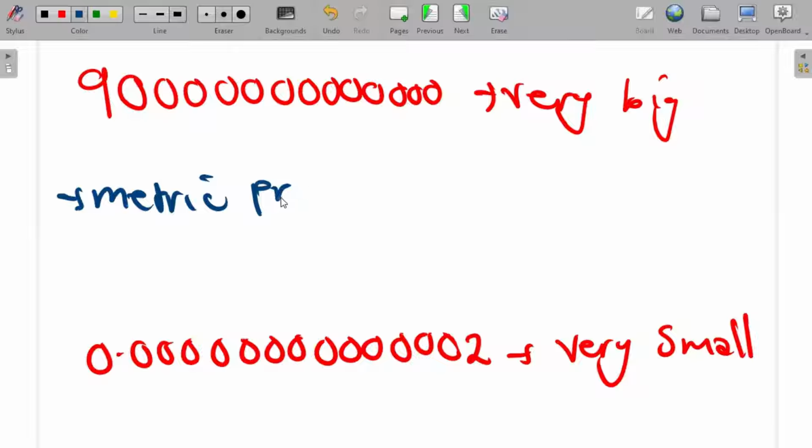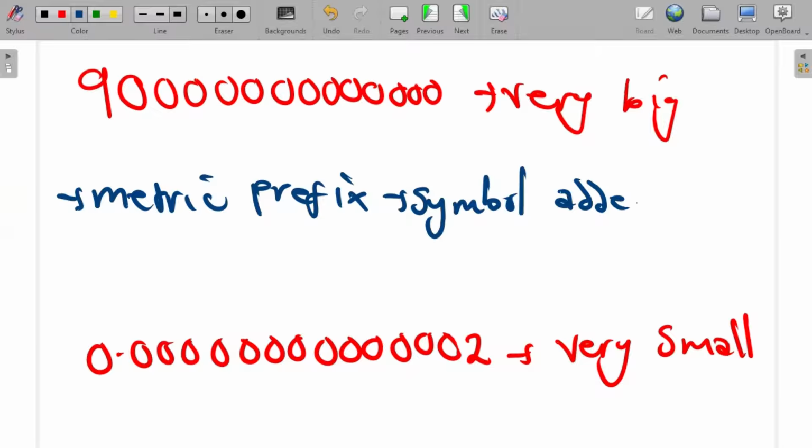This is where we bring in what we call metric prefixes. So what is a metric prefix? A metric prefix is just a symbol that is added to a unit to indicate a power of 10. I'm sure that is what our colleague was trying to mention here. So it is a symbol. Let me write it here. A symbol added to a unit.